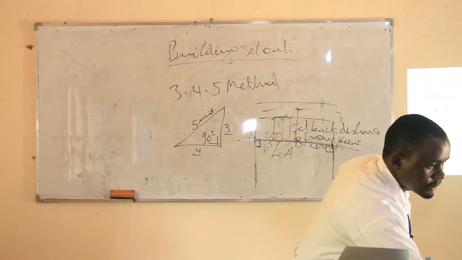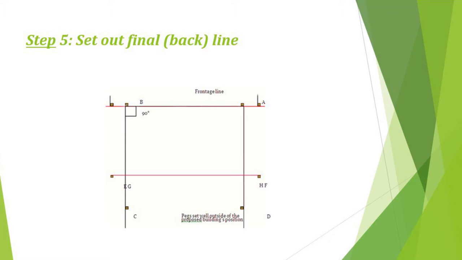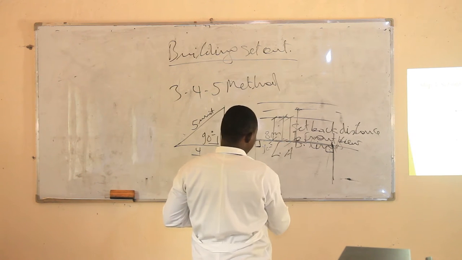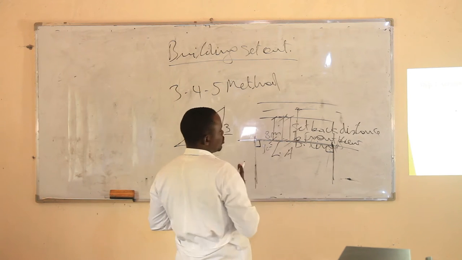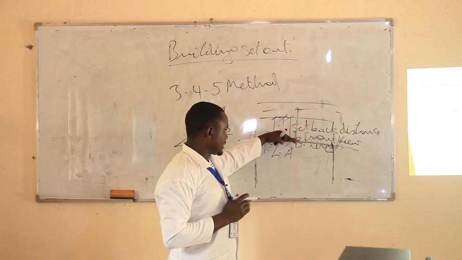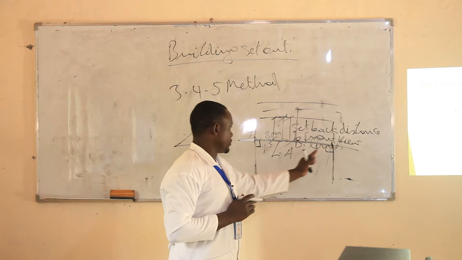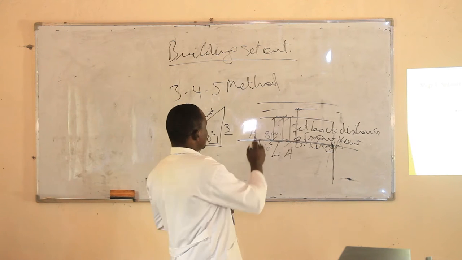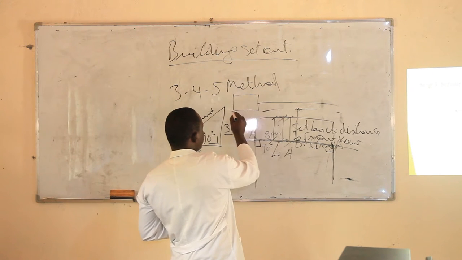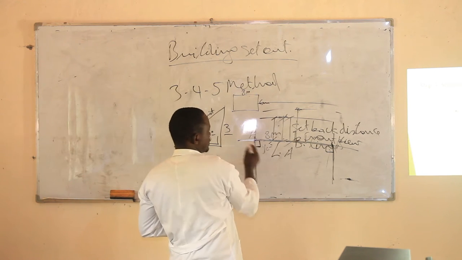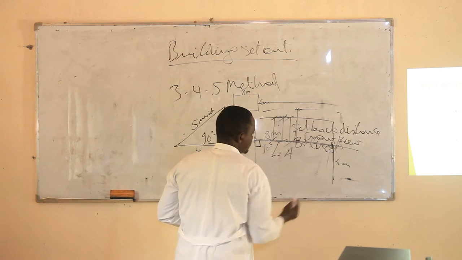And then the fifth step is set out the final back line. Remember, in the drawing we have seen the front view and back view and side view. So the front view now has been set and the side view has been set. Now you need to set the back. So now if your house is 8 meter, 6 meter, now 8, 6, 6.